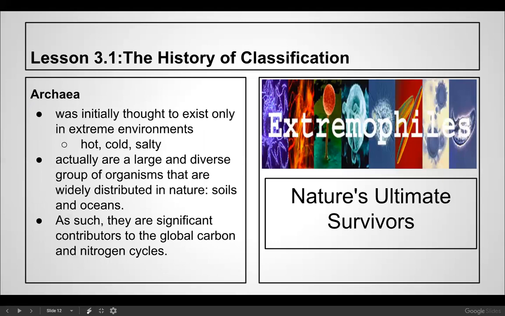Archaea were initially thought to exist only in extreme environments, hot, cold, and salty. Actually they are a large and diverse group of organisms that are widely distributed in nature, in soils and oceans as well. As such, they are significant contributors to global carbon and nitrogen cycles. These are what are known as the extremophiles, so they can live in hostile environments as well as the ocean and soils.